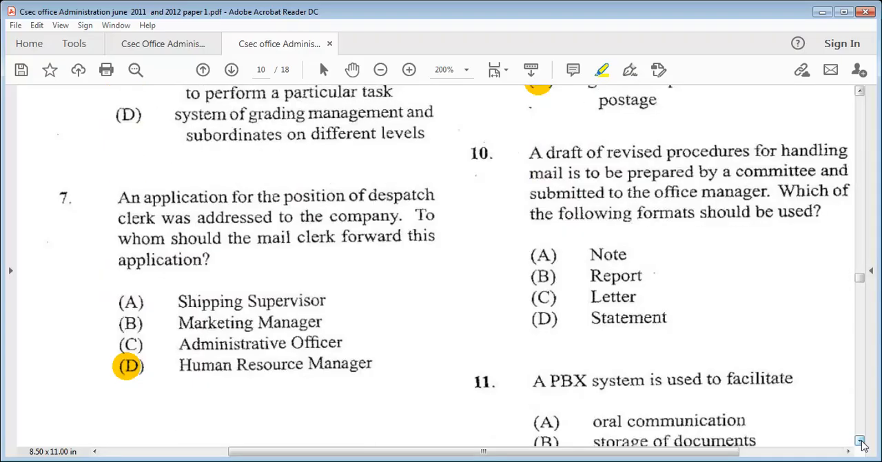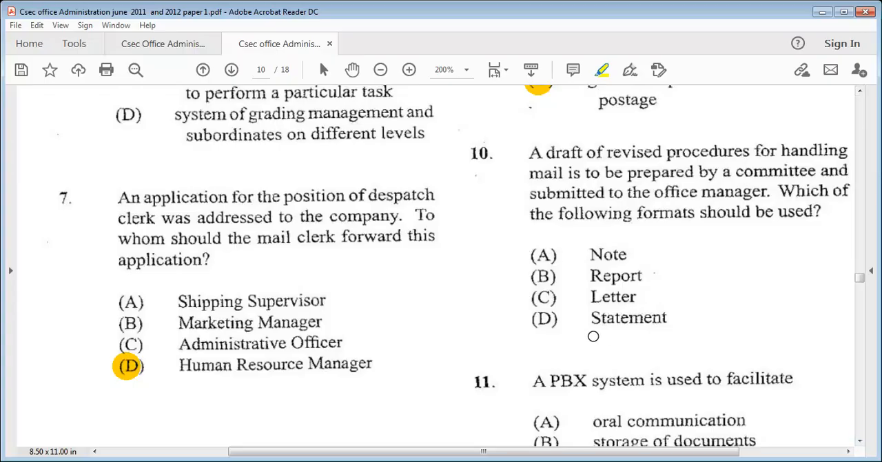A draft of revised procedures for handling mail is to be prepared by a committee and submitted to the office manager. Which of the following formats should be used? A. Note. B. Report. C. Letter. Or D. Statement.